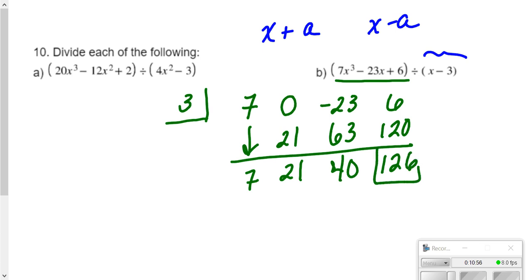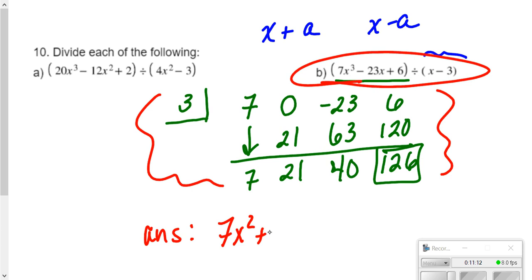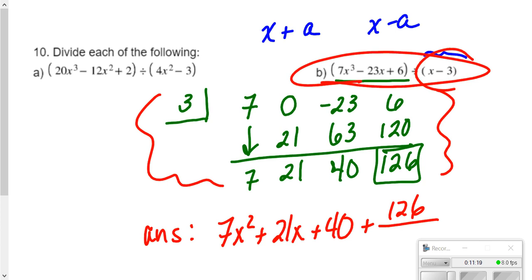So this number at the end is the remainder. So my answer, and don't forget to go back and interpret what all this is. Like, this is not actually what the question was, okay? This is the question, so we have to make sure we answer that. Our answer is 7x squared plus 21x plus 40. Then that last number is the remainder. This is the divisor up here. And if you're not sure what degree to start with, you just count up. This is remainder, constant, x to the first, x to the second.